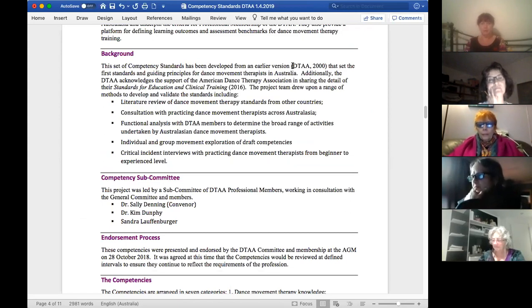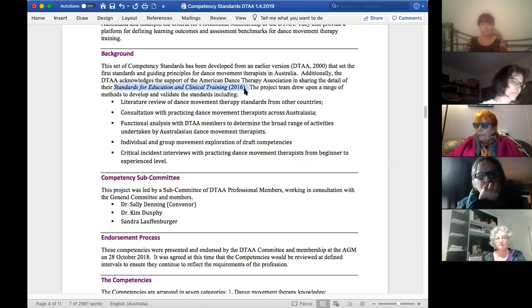And we began the process by looking at other competency standards. And actually, interestingly, internationally, there were no other professional associations for dance movement therapy that we found that have competency standards. So that was an interesting finding. So it may be that we are the first dance movement therapy association in the world to explicate competency standards. But we did draw on the American Association's standards for education and training. So we were informed by that, as well as other methods, literature review.